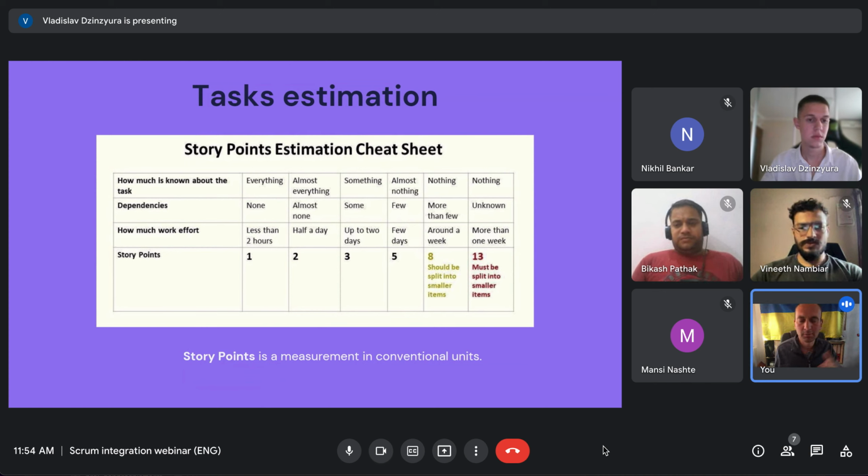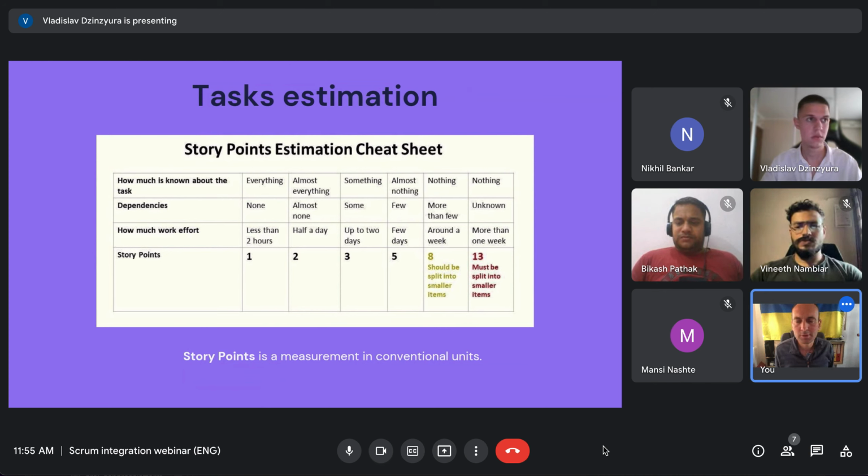Because inevitably there will be some errors, and these small differences will not help the Scrum Master or product owner, or anybody, to do any planning. And if everybody gives larger tasks the same value, it will be easy to understand, okay, these tasks are pretty much the same in terms of complexity.